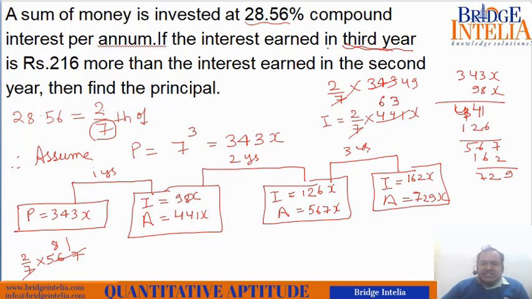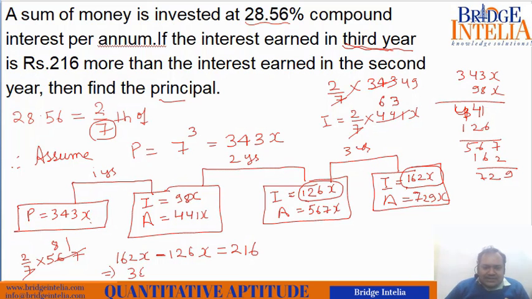So what is the question? The interest earned in the third year is 216 more than the interest earned in the second year. It means 162x minus 126x is equal to 216. We have to find the principal, so basically we have to find x. So 162x minus 126x indicates 36x is equal to 216. So from here x is equal to 6.